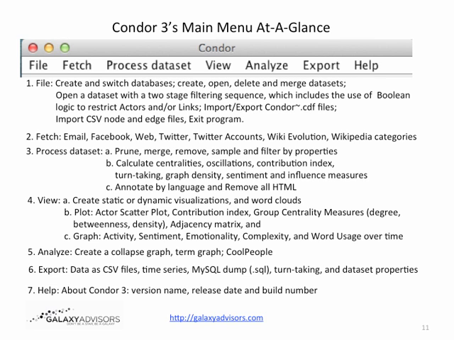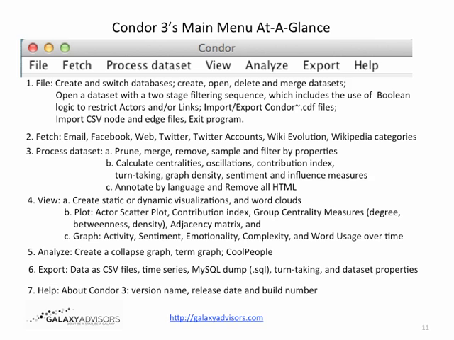The sixth menu item is the export. You can export your data as comma separated variable files, time series, a MySQL dump as a .sql file, term tagging, and dataset properties. And finally, the seventh and last menu item, help, basically provides you with information about Condor: the version name, release date, and build number. So there you have the Condor 3 main menu at a glance.